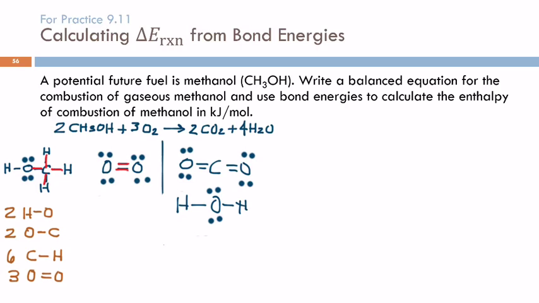So, the hydrogen-oxygen was 464, and we have two of them. So we've got 2 times 464. And the carbon-oxygen single bond was 360. There's 2 times 360.